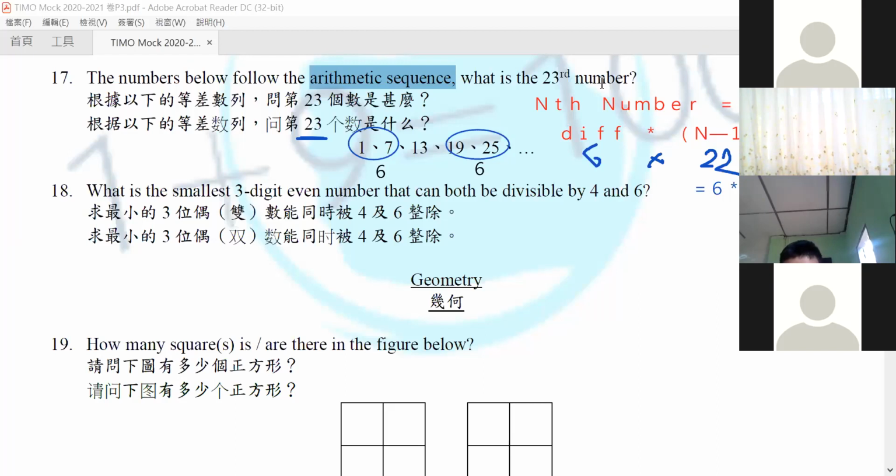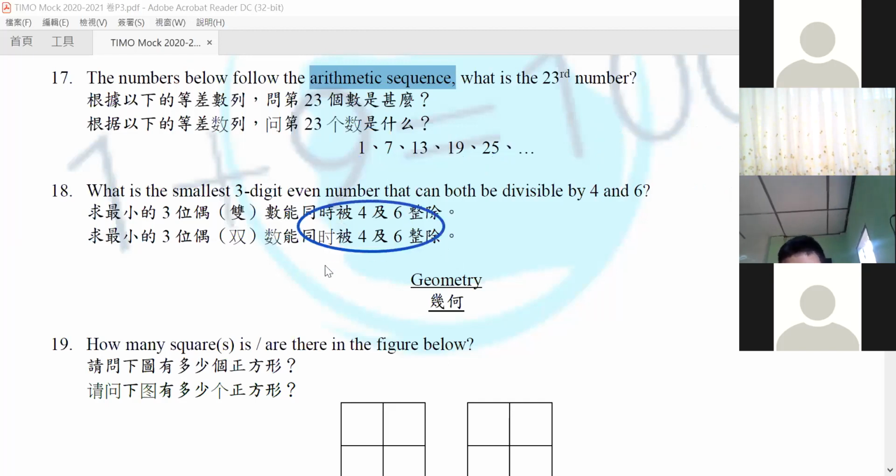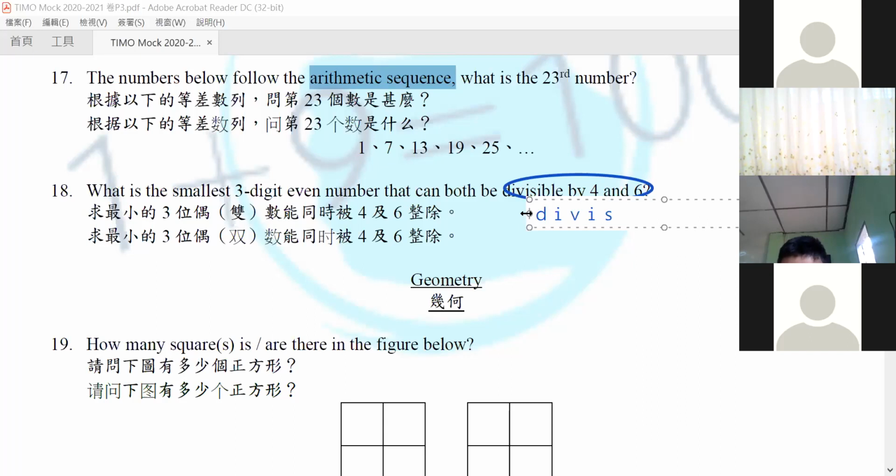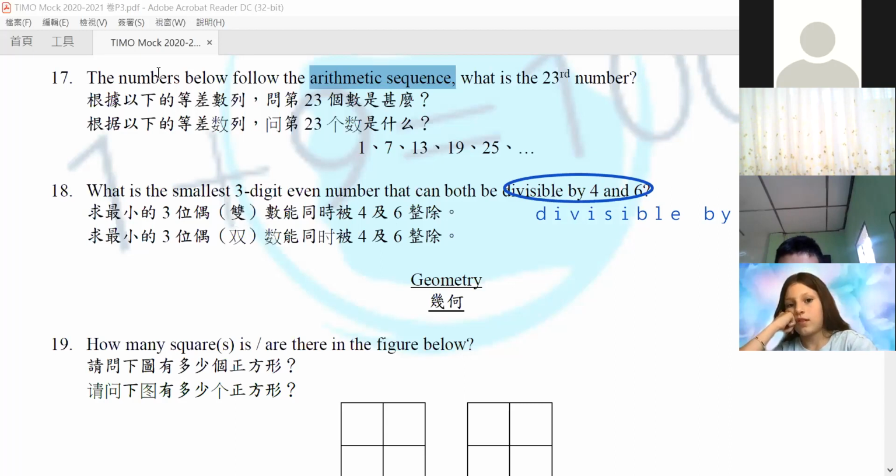Now let's go to question 18. What is the smallest three-digit number that can be divided by both 4 and 6? If a number is divisible by 4 and 6, it must also be divisible by 12, right? Because 12 is the least common multiple of 4 and 6. So let's ask, what is the smallest three-digit number which can be divided by 12?